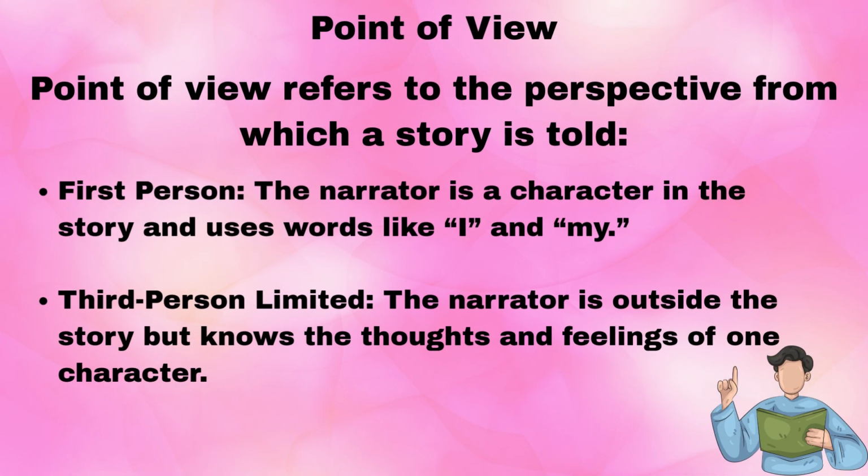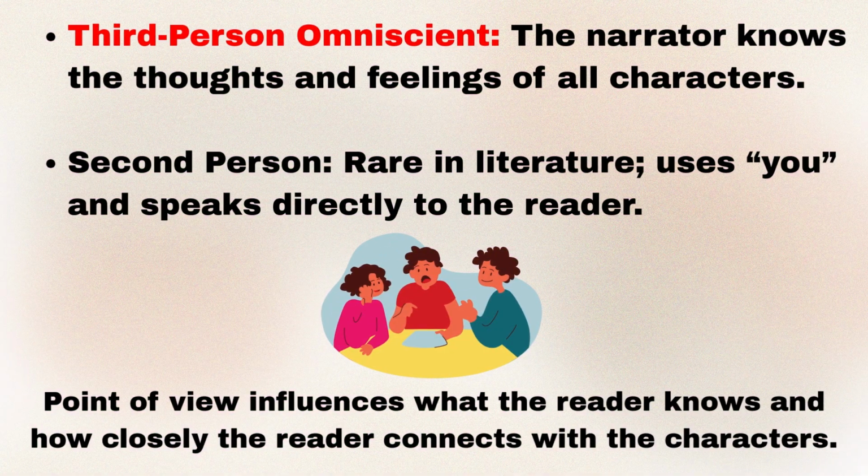Point of view. Point of view refers to the perspective from which a story is told. First person, the narrator is a character in the story and uses words like I and my. Third person limited, the narrator is outside the story but knows the thoughts and feelings of one character. Third person omniscient, the narrator knows the thoughts and feelings of all characters. Second person, rare in literature, uses you and speaks directly to the reader. Point of view influences what the reader knows and how closely the reader connects with the characters.